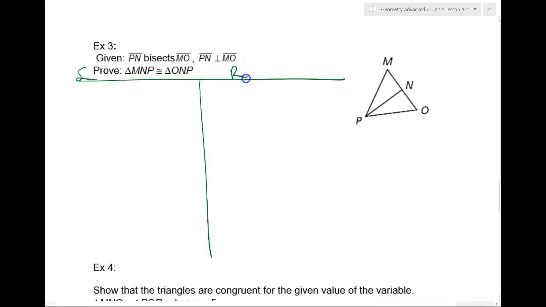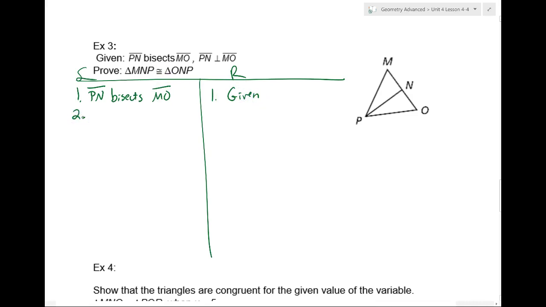It's also really helpful to label your proofs with S or A to see what you were actually given for pairs of correspondence. So that will help us a little bit. So let's do the first one. We have segment PN bisects segment MO, and that's given.